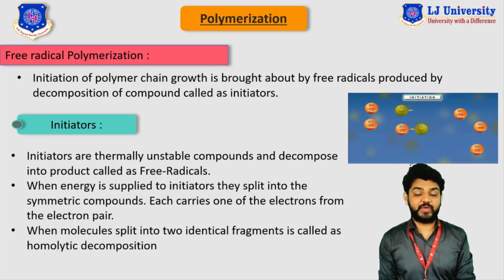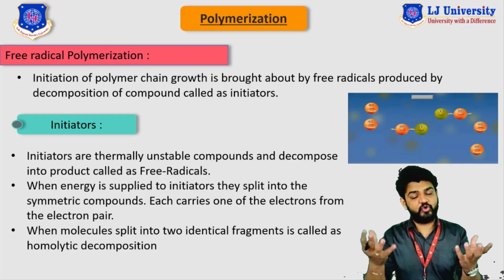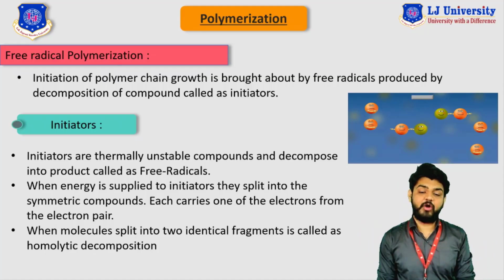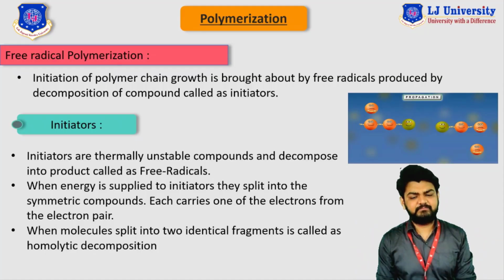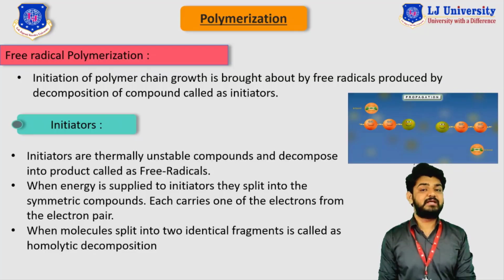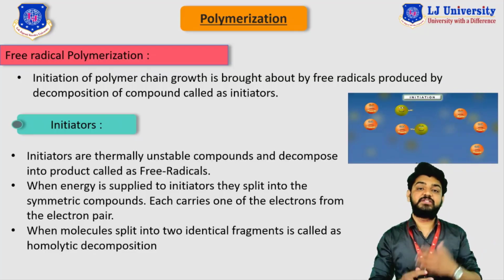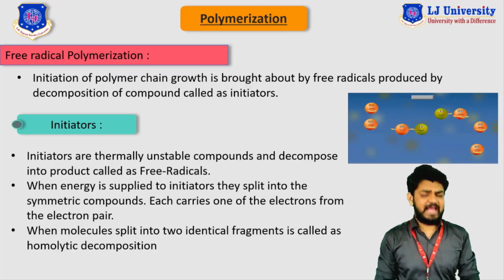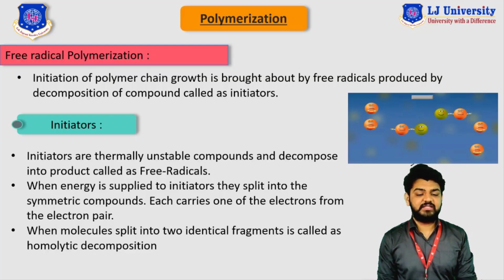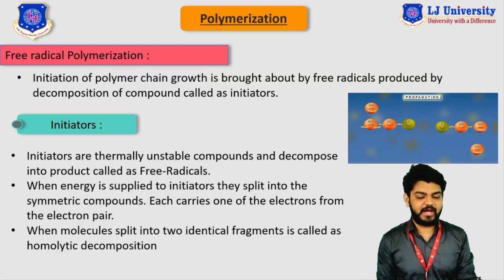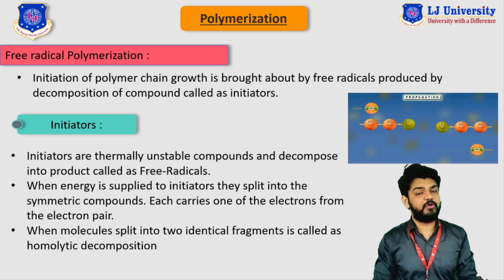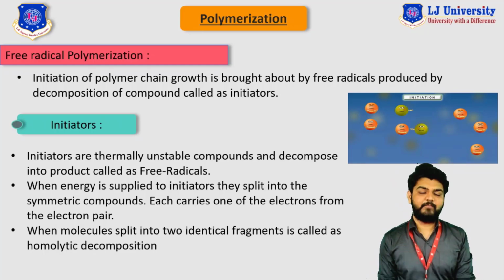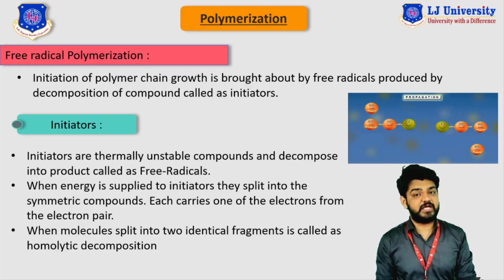Here in this animation you can see that the green ones are the initiators. They are combining with another monomer or another molecule so that they can form a long chain of the polymer. Then the process comes to the propagation, in which this polymerization process further continues, which we will understand in an upcoming section. So when energy is supplied to this initiator, it splits into symmetric fragments, each carrying an electron from the electron pair. When a molecule splits into two identical fragments, it is called homolytic decomposition.